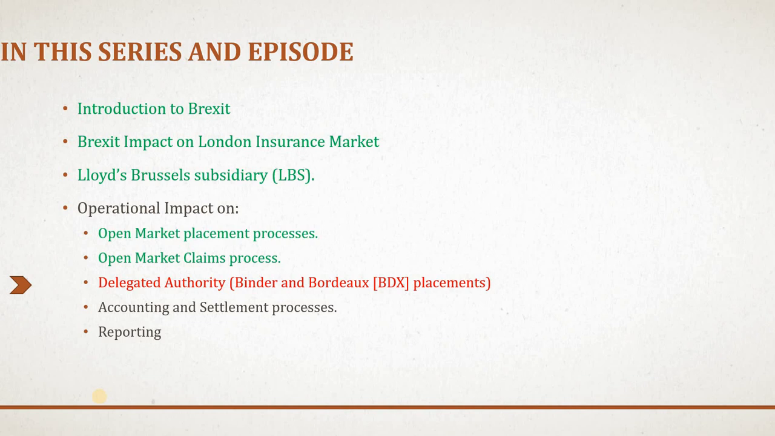So far in this series, we have covered the introduction to Brexit, which is Brexit in its common sense. Then we discussed the impact of Brexit on the London insurance market. Then we also discussed the Lloyd's Brussels subsidiary and how this Brussels subsidiary is functioning. And then we discussed the operational impact on the open market placement processes and the open market claim processes. Now, as planned, we are going to discuss the impact of Brexit on the delegated authority business, including the binder and the bordereaux placement.